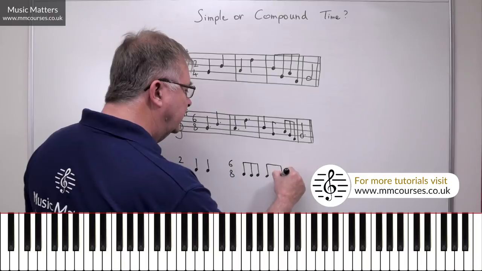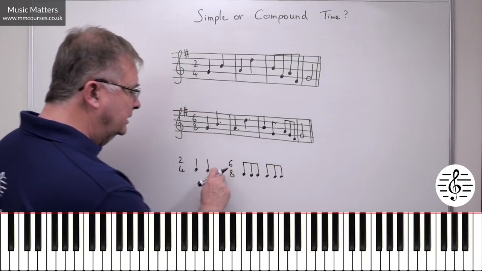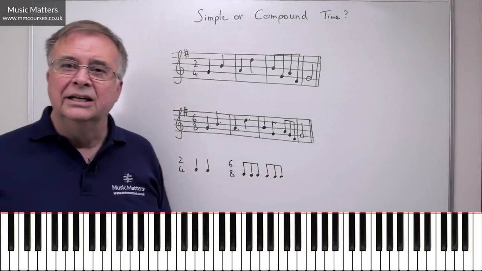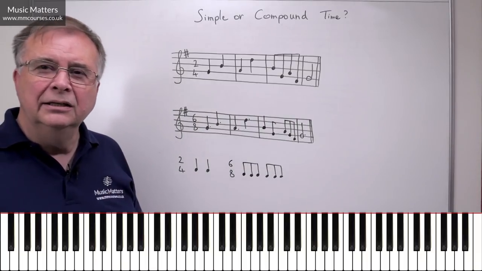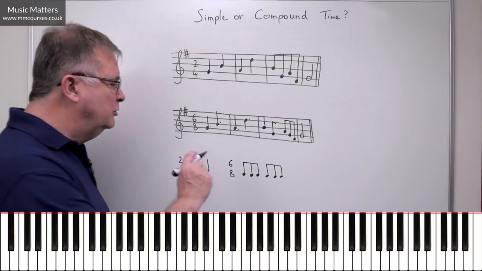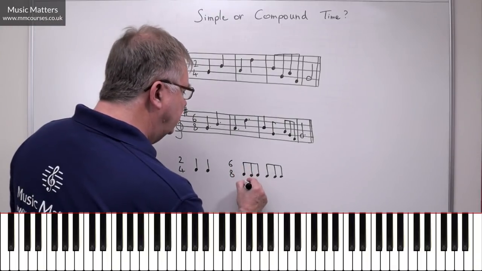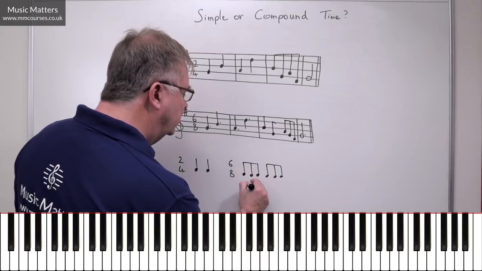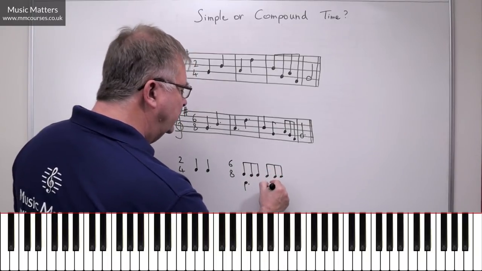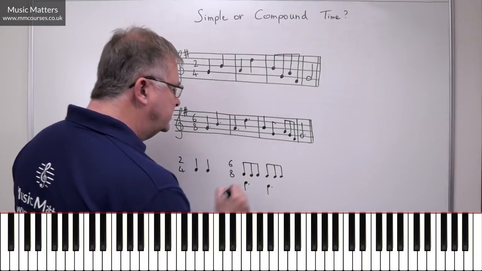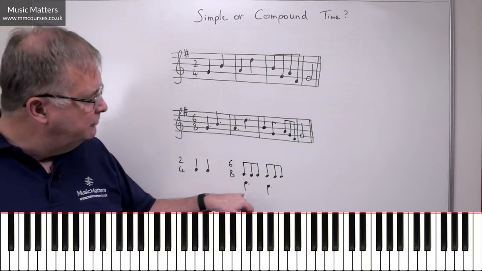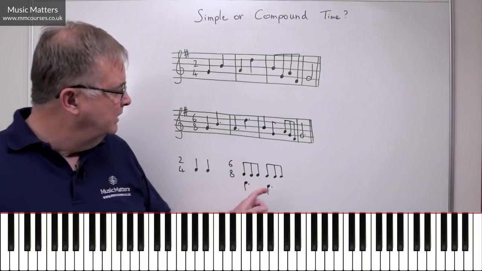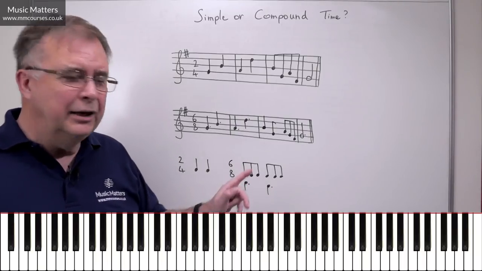So you see what I've done? I've taken what it says here, 6 quavers or 6 8th notes, and I've divided them into groups of 3. Then I say, what's the value of each group of 3? So this group of 3 is worth this. That group of 3 is worth the same again. And so in 6-8, I've got 2 beats in a bar. But these are the beats. You see how we got there?